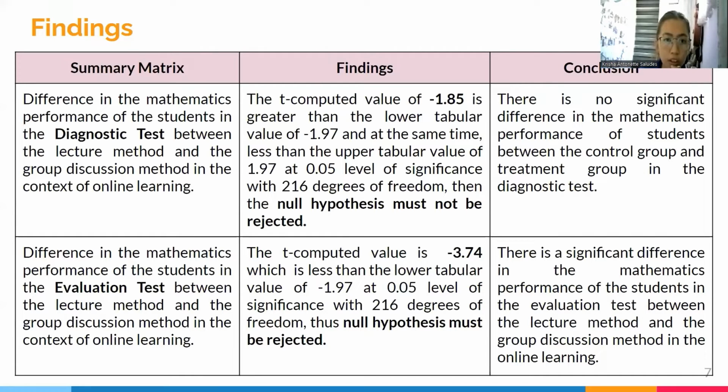For the difference in the mathematics performance of the students in the diagnostic test between the lecture method and the group discussion method, based on our findings, the t-computed value of negative 1.85 is greater than the lower tabular value of negative 1.97 and at the same time less than the upper tabular value of 1.97 at 0.05 level of significance with 216 degrees of freedom. So with that, the null hypothesis must not be rejected. This means that there is no significant difference in the mathematics performance of students between the control group and the treatment group in the diagnostic test.